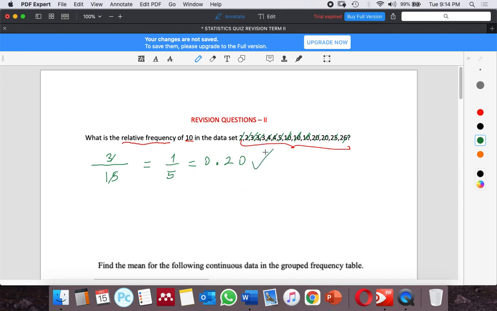One more time. The number which we are looking for, we count in the data set how many times it occurs, which is 3, and we divide by how many members there are in the given data set, which is 15. 3 over 15 is 1 over 5, which is 0.20. In the quiz you will use your calculator, so you can do 1 over 5, which equals 0.2.